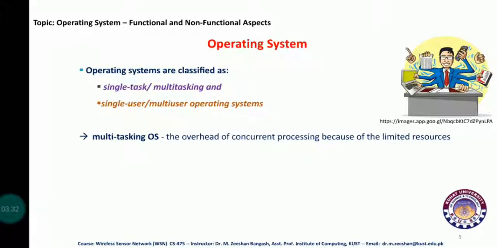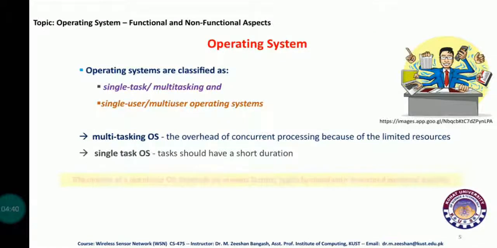So we will currently be relying on a single task operating system for WSN, and that is the reason that in most of the wireless sensor applications, they are basically observing one phenomenon. For example, a WSN application for sensing the phenomenon of heat can only observe this phenomenon. So multiple applications cannot be deployed, because if we are using multiple applications on that WSN, we will be using a multitasking operating system, and that multitasking operating system will be using the concurrent processing mechanisms, and that will create the resource constraints.